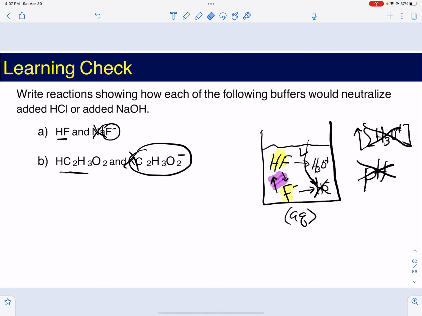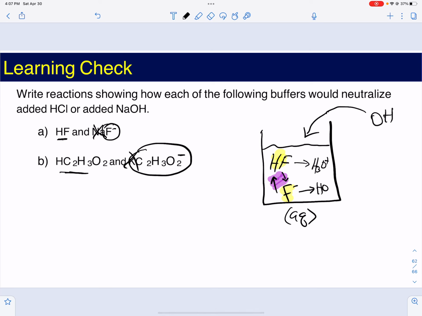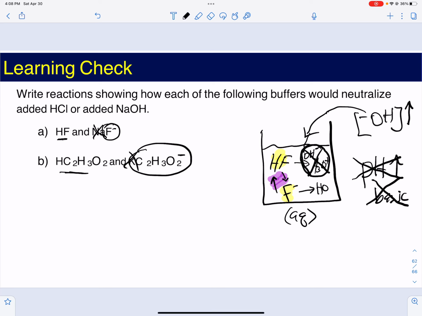What about if I add a base? If I add a base, my hydroxide concentration will increase as soon as it makes it to the water, which means it's going to make the pH higher, making it more basic, but a buffer is supposed to resist that. So what's going to happen? As soon as the hydroxide goes in, the hydronium that my buffer is producing is going to cancel it, which means the pH is not going to go up, it's not going to go basic, and it's going to remain the way it was at the beginning.